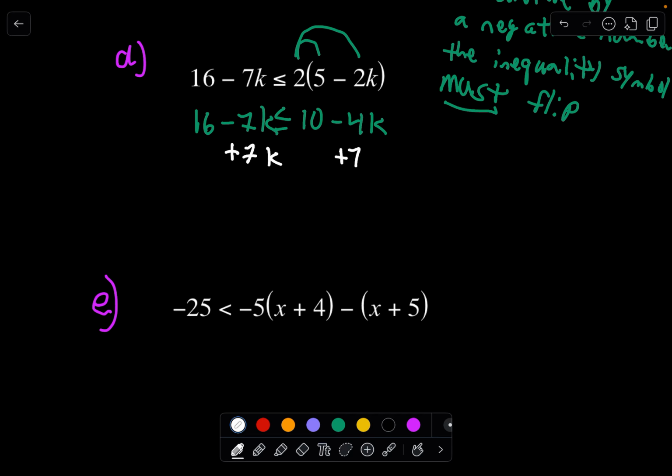Now, the reason I'm adding 7k and not 4k is because I like to keep my variable positive. So when you do this, you get 16 is less than or equal to 10 plus 3k. All right, subtract 10 from both sides. You get 6 is less than or equal to 3k. And then lastly, you divide by 3 and you get 2 is less than or equal to k.